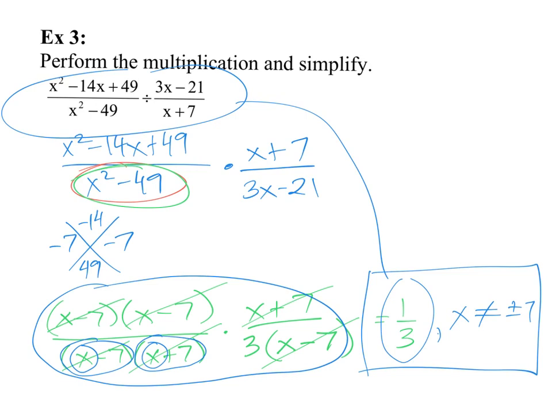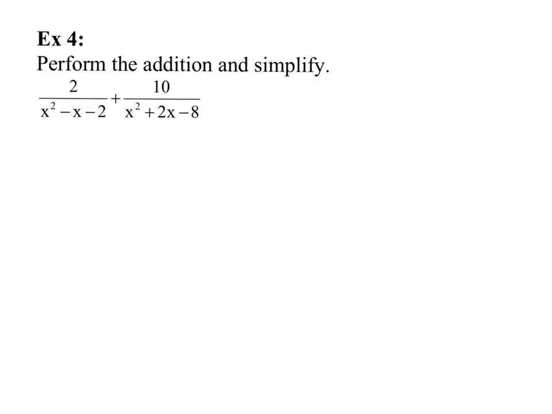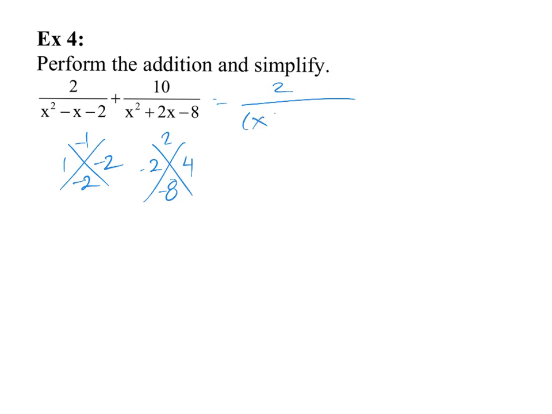Done. Going on to the last example, we have to factor the denominators. For the first one, we have 1 and negative 2. For the second one, we have negative 2 and 4. So I end up with 2 over x plus 1 times x minus 2 plus 10 over x minus 2 times x plus 4.